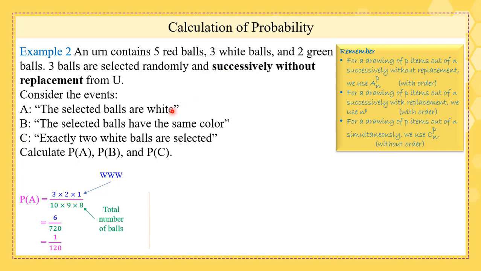Now for P of B, the selected balls have the same color. They could be 3 red or 3 white, and they cannot be 3 green. So here we have red, red, red, which is 5, 4, 3, or white, white, white, which is 3, 2, 1, and or is represented by a plus, over, in general, 10, 9, 8.